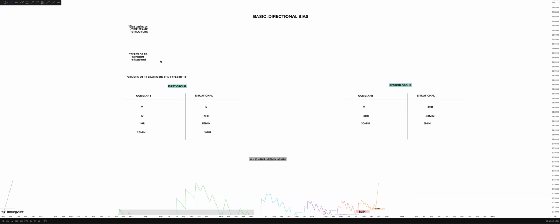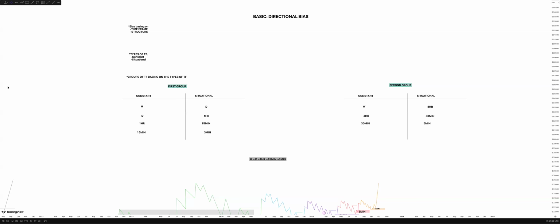The constant time frame gives the direction to the situational time frame, therefore the situational time frame follows the direction of the constant time frame. So that is how it is with the types of time frame. Based on the types of time frame, we have two groups. We have the groups which are working together. Some of the constant time frames are coordinated to some of the situational time frames, and they align and work together.